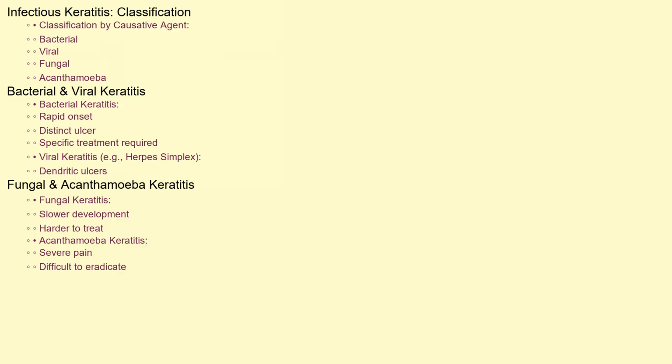Bacterial keratitis often presents with rapid onset and a distinct ulcer. Viral keratitis, particularly herpes simplex keratitis, can present in different forms like dendritic ulcers. Fungal keratitis is often slower to develop and harder to treat. Acanthamoeba keratitis is especially painful and can be difficult to eradicate.